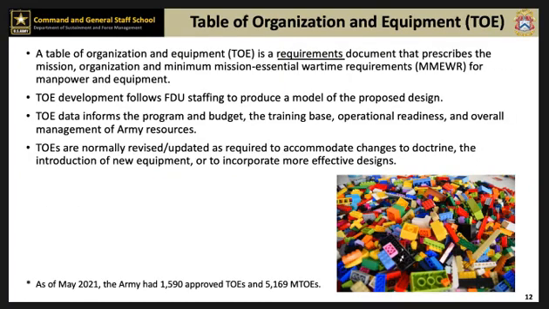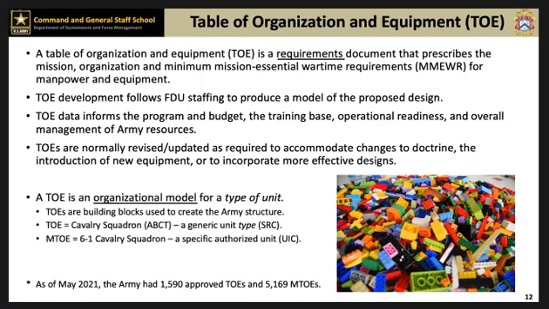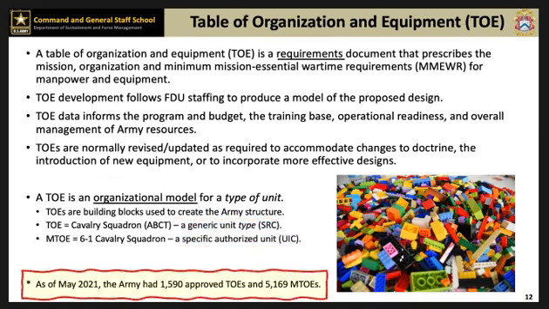The Table of Organization and Equipment, or TOE, is a requirements document that prescribes the mission, organization, and minimum mission essential wartime requirements. A TOE denotes a type of unit. TOEs are given an SRC, or Standard Requirements Code. MTOEs, which describe a specific unit, are given unique UICs, or Unit Identification Codes. There are usually more MTOEs than TOEs because multiple unique units will share the same TOE.